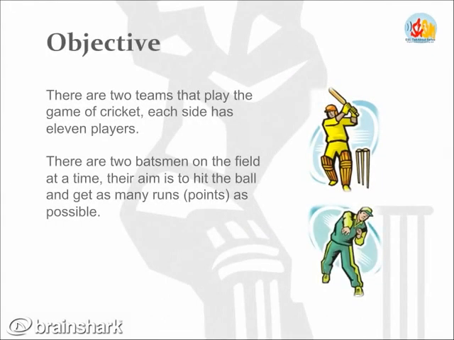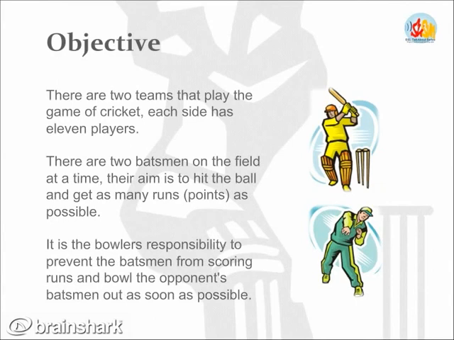Objective. There are two teams that play the game of cricket. Each side has 11 players. There are two batsmen on the field at a time. Their aim is to hit the ball and get as many runs as possible. It is the bowler's responsibility to prevent the batsman from scoring runs and bowl the opponent's batsman out as soon as possible.